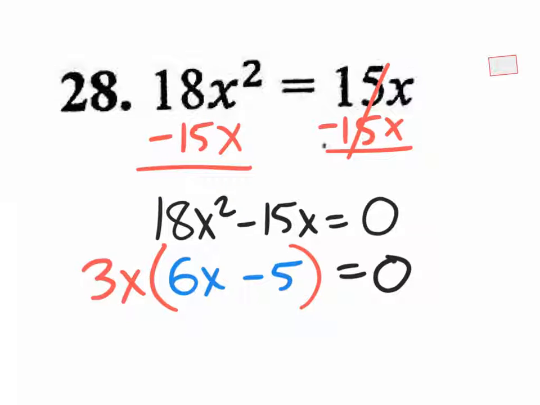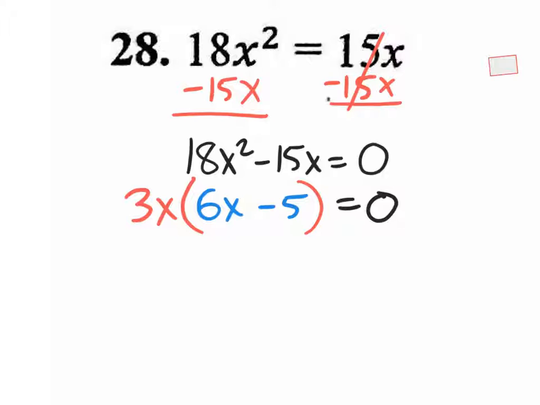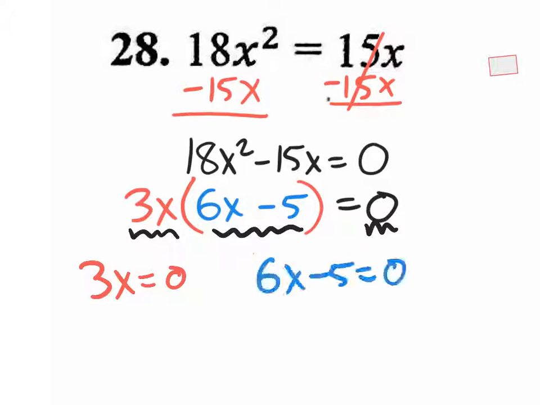So now we could apply the zero product property because we have the 3x times 6x minus 5 equaling 0. So you could split them. 3x could be 0, and also 6x minus 5 could be 0. And if you solve these two simple equations, you'll have your two answers. So divide by 3, divide by 3. 0 divided by 3 is still 0.